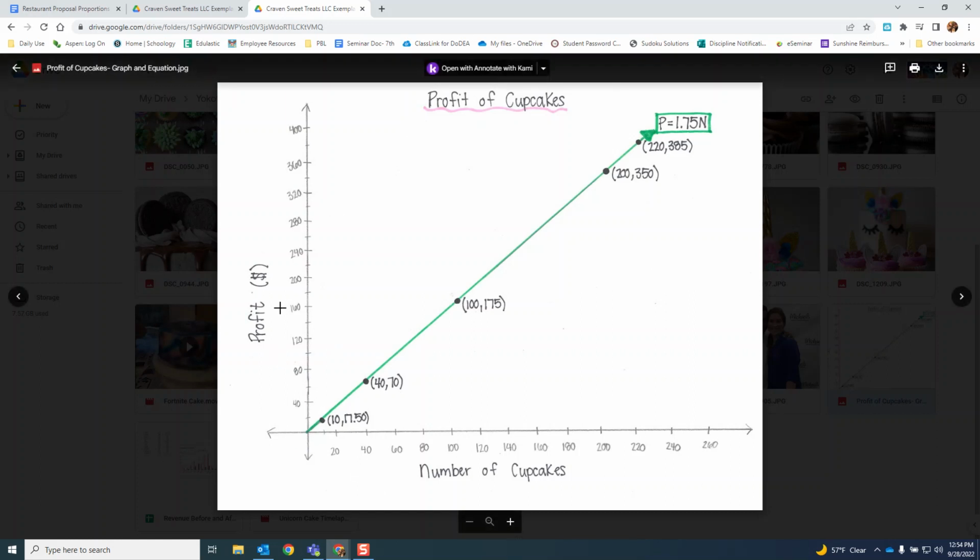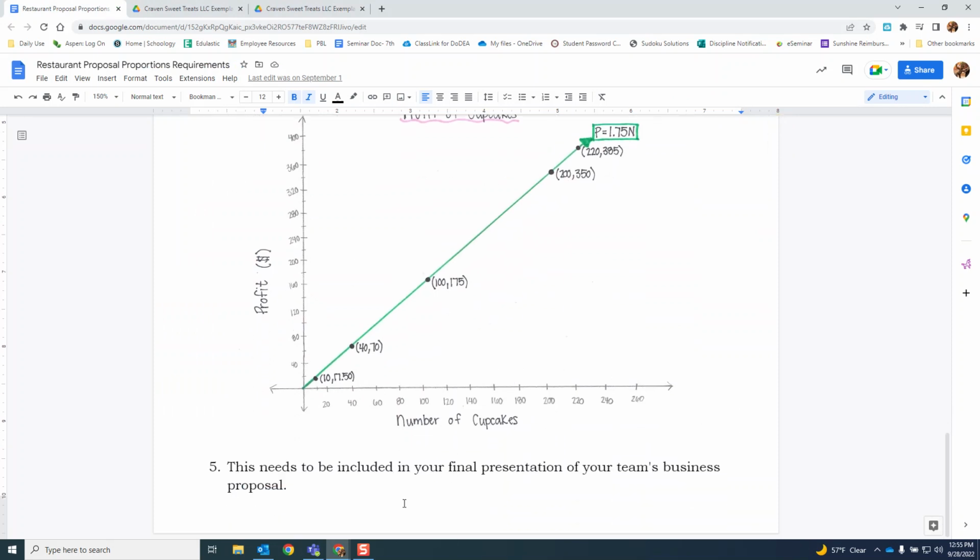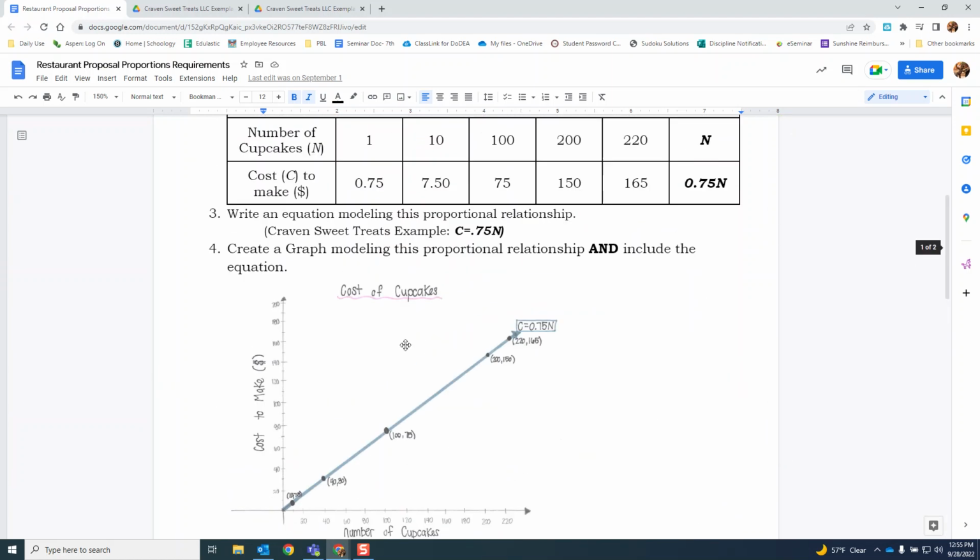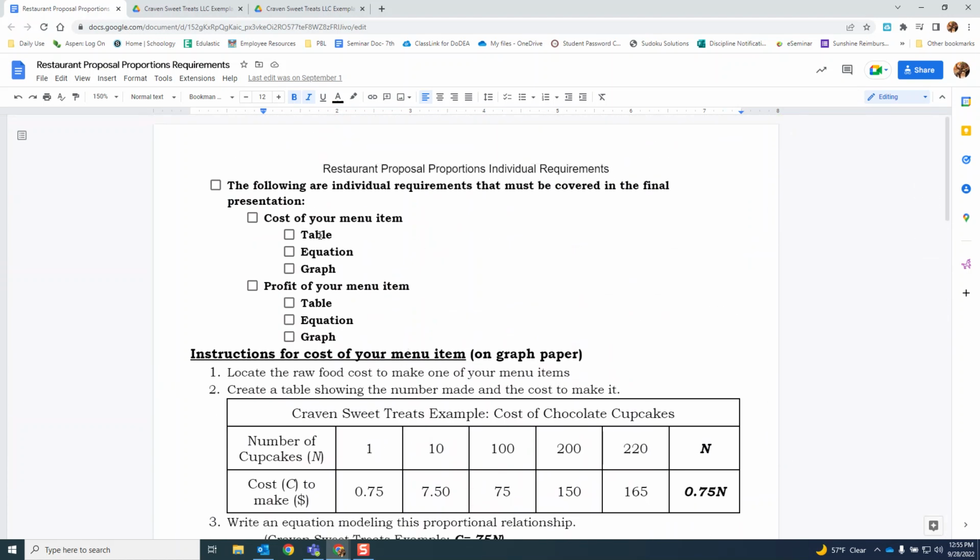Once you have your axes scaled and titled, then you start plotting your points from the table that you created. And then at the end, you need to put your equation that models your profit. Once again, these are both going to be included in your final presentation. So you need to have both your cost and profit, and you are creating a table, equation, and graph for both of them.